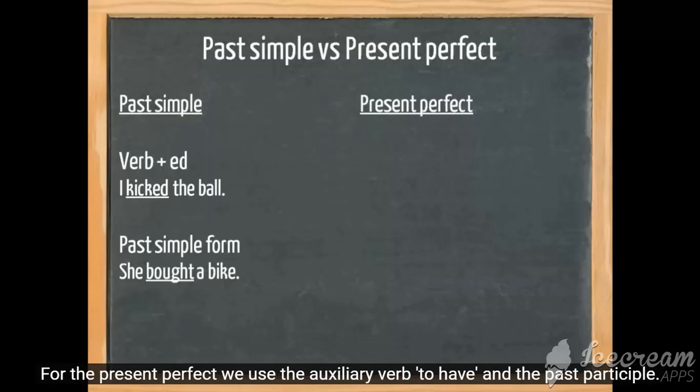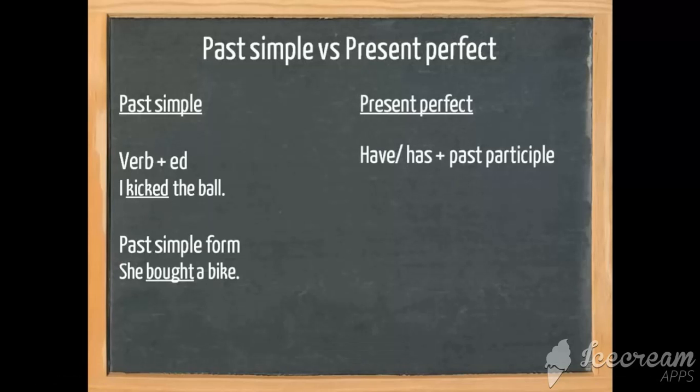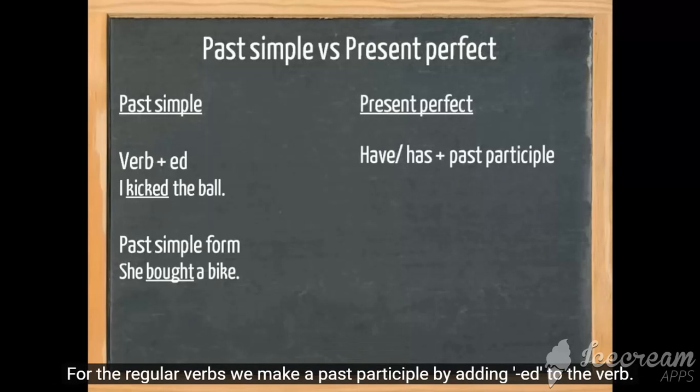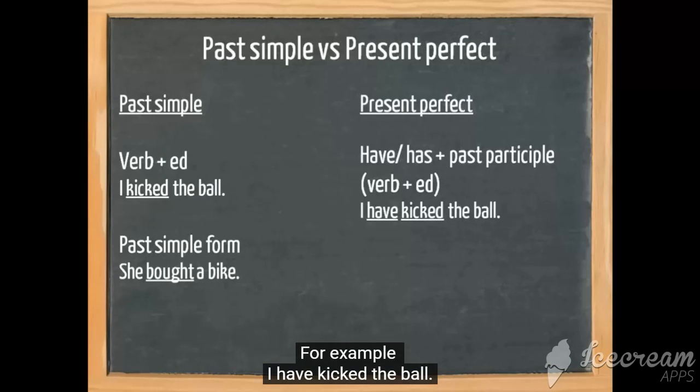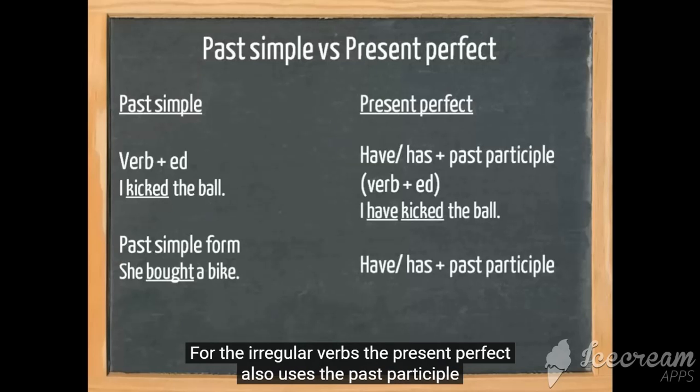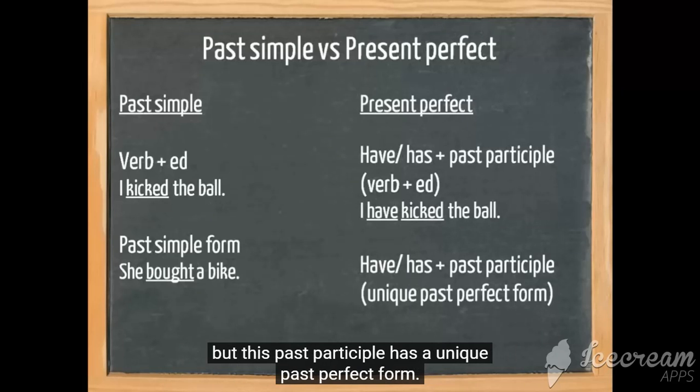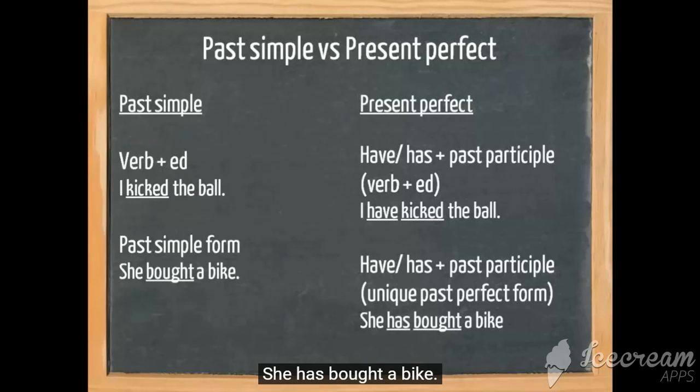For the present perfect, we use the auxiliary verb to have and the past participle. For the regular verbs, we make a past participle by adding ed to the infinitive form of the verb. For instance, I've kicked the ball. For the irregular verbs, the present perfect also uses a past participle, but this past participle has a unique form. She has bought a bike.